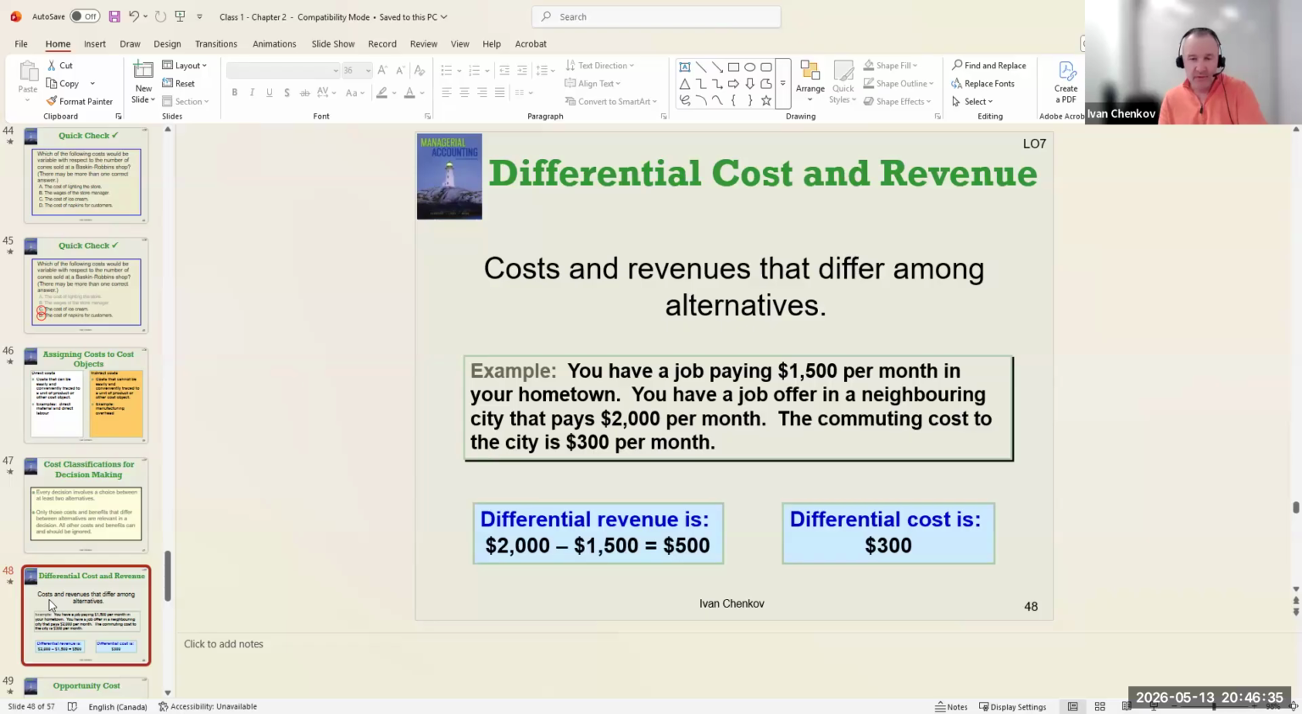And we're going to make a decision. For example, let's pretend you have a job that pays $1,500 per month. Now we have a new job offer, but you have to travel to another city, which pays $2,000. The cost to commute between one city and the other is $300 per month. Would you take the job?